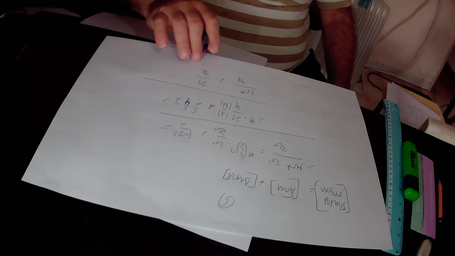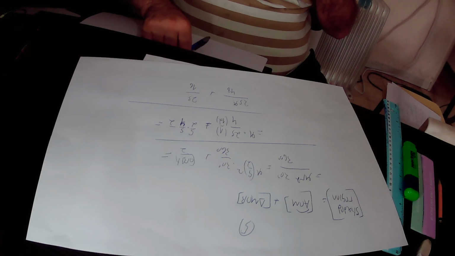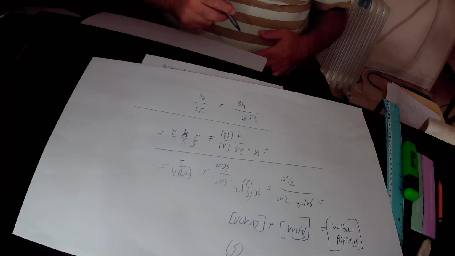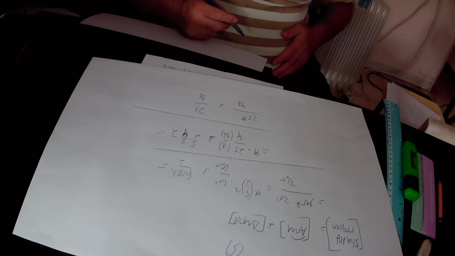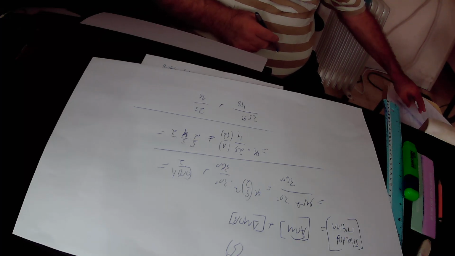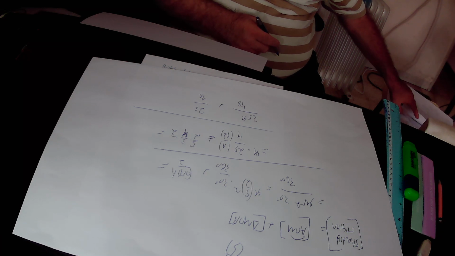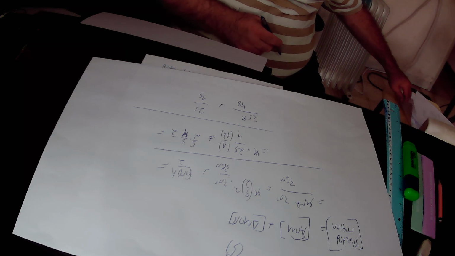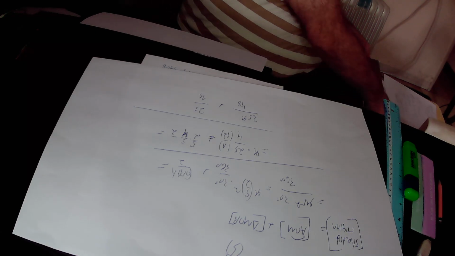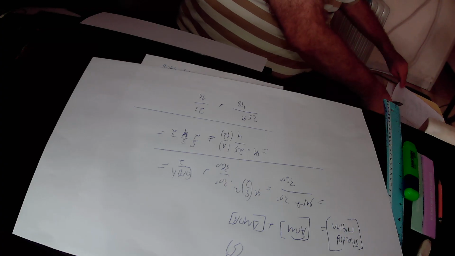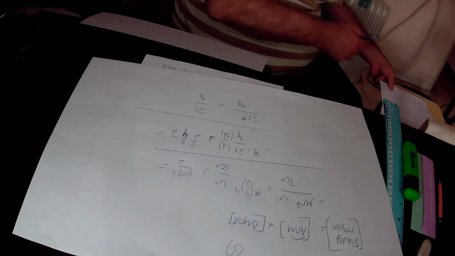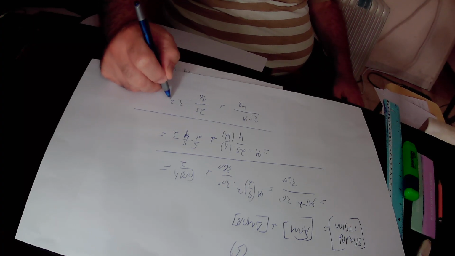So in total we found out that the size of this shaded region is equal to 25 pi over 48 plus 25 over 16. In terms of numbers, it is equal to 3.2 square units.